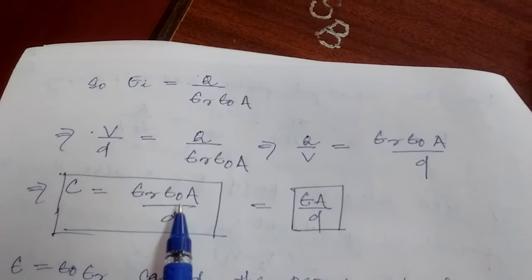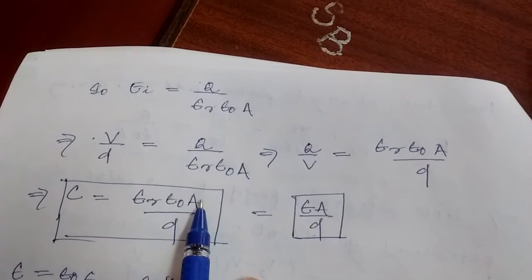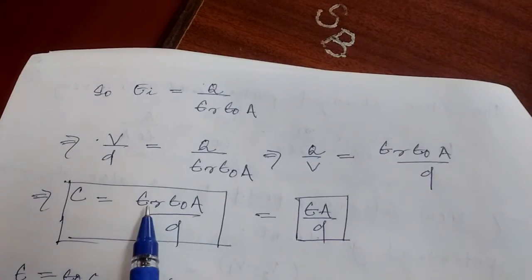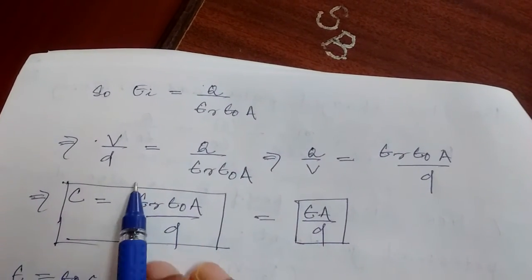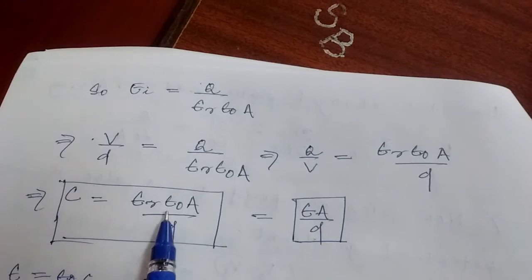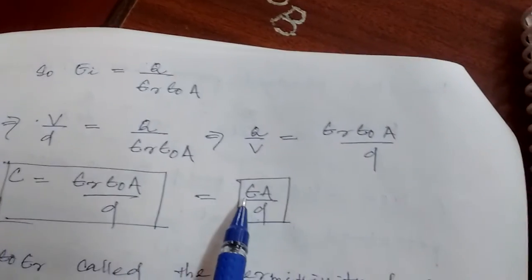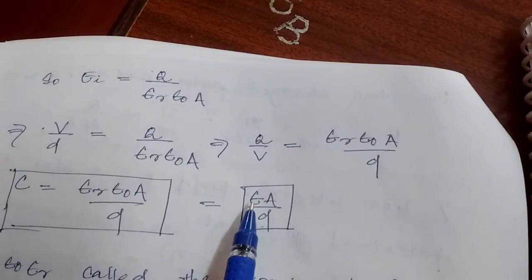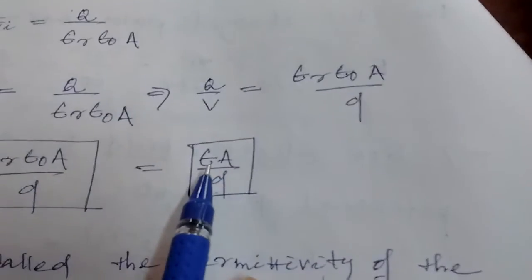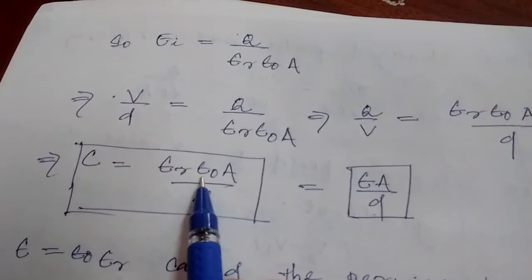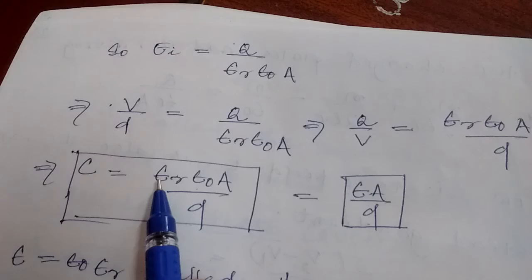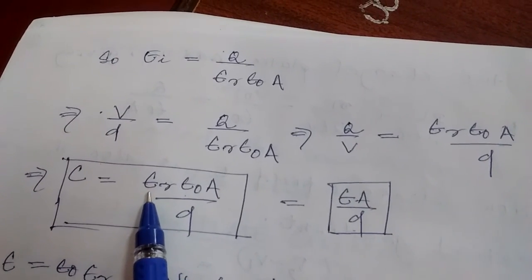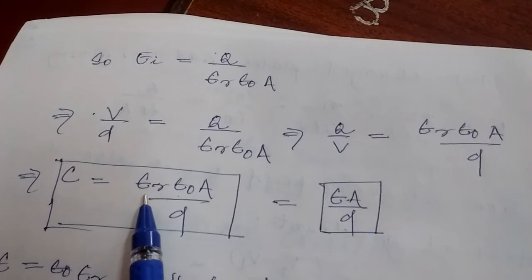In the absence of dielectric it was epsilon naught A by d. In the presence of dielectric just epsilon r is getting multiplied, and this total of course is simply epsilon. Okay, this is called permittivity. This is the permittivity of free space, this is relative permittivity or dielectric constant. Okay, this is the difference.